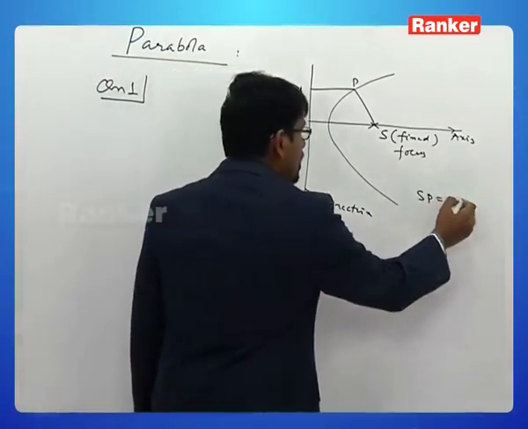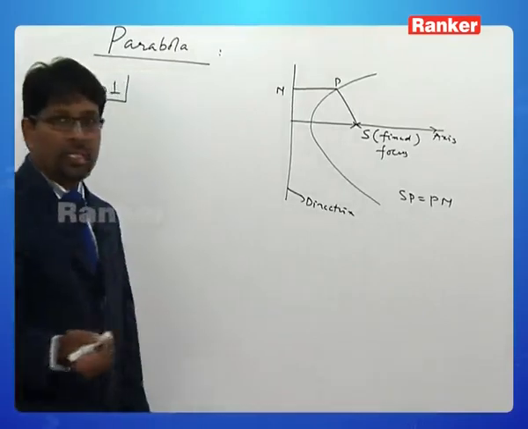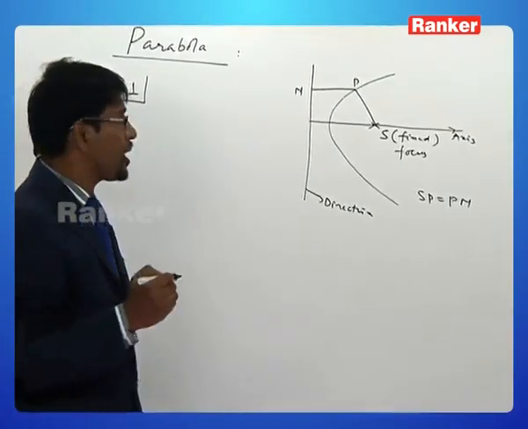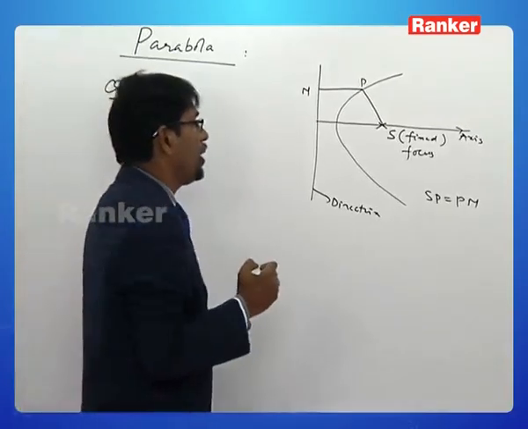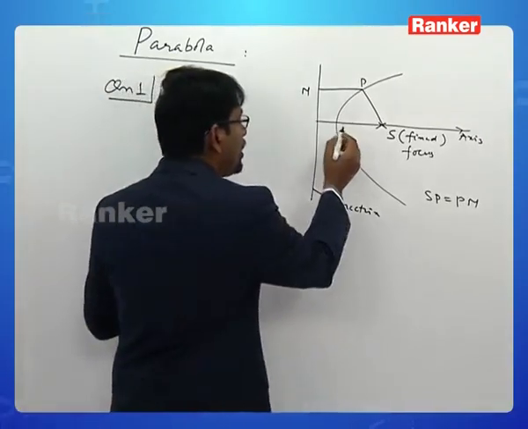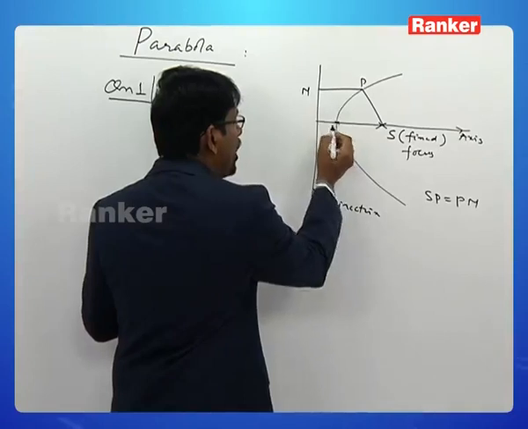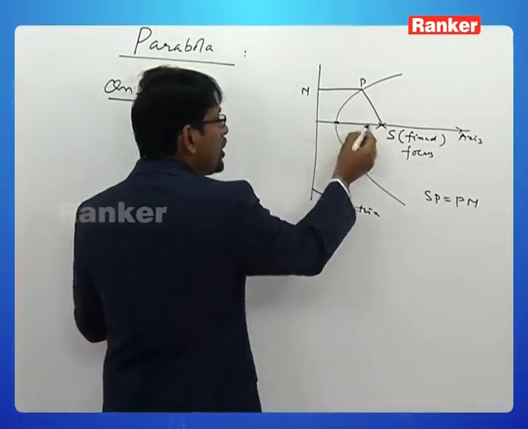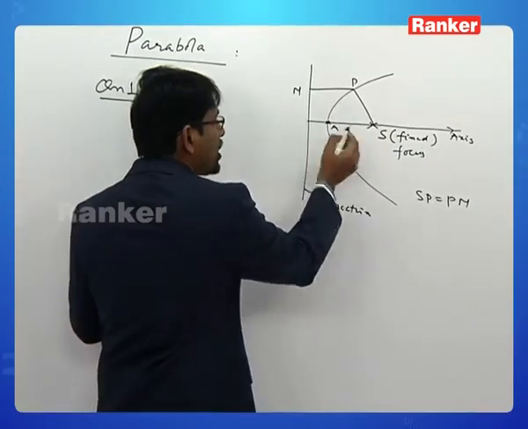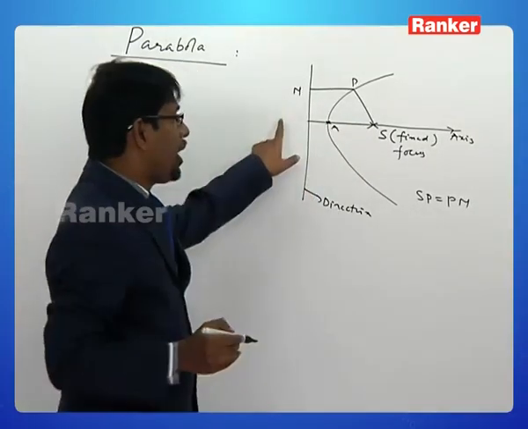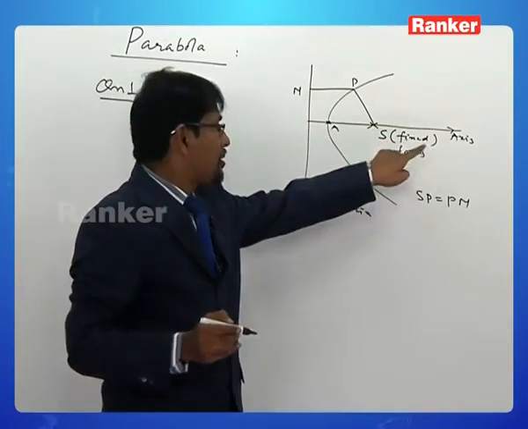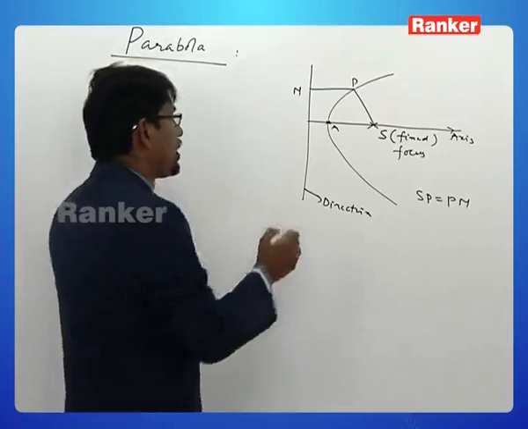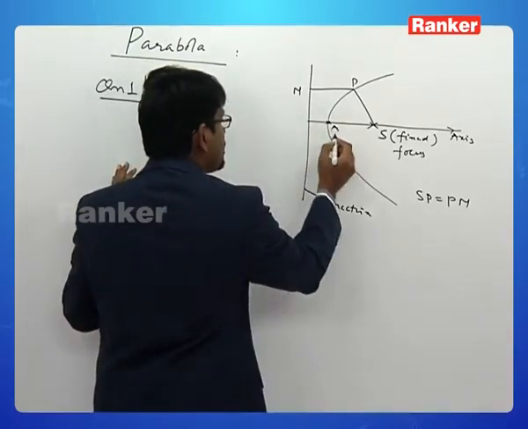Here, the eccentricity of the parabola is 1. It's a conic section with eccentricity equal to 1. Now, this point lies on the parabola, let's call it A. The point where the axis meets the parabola is the vertex. This is the vertex.